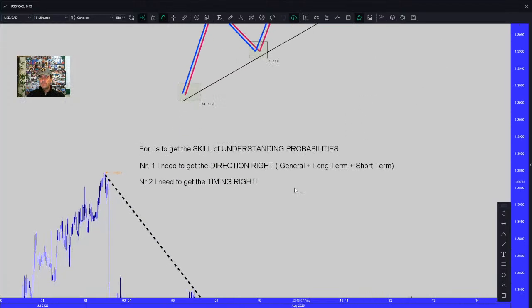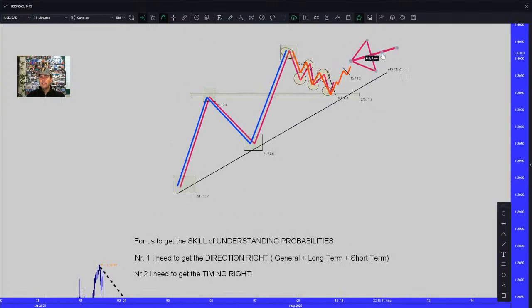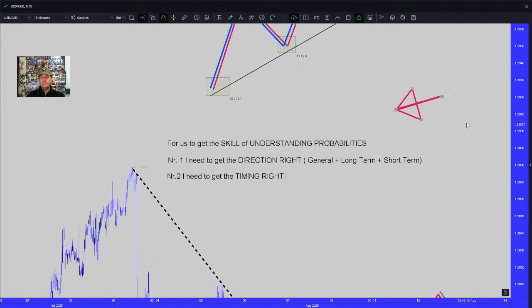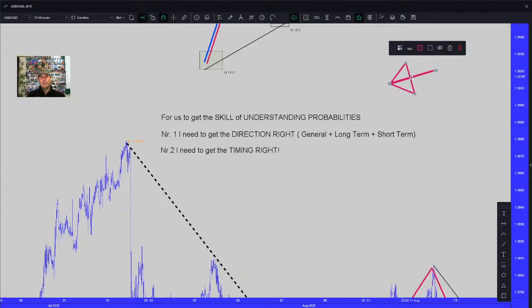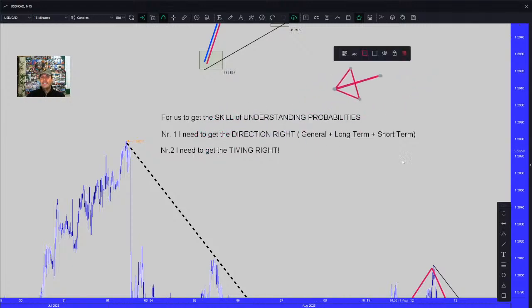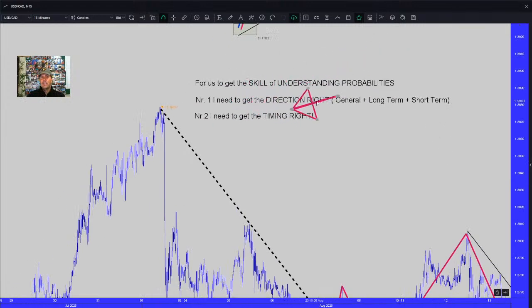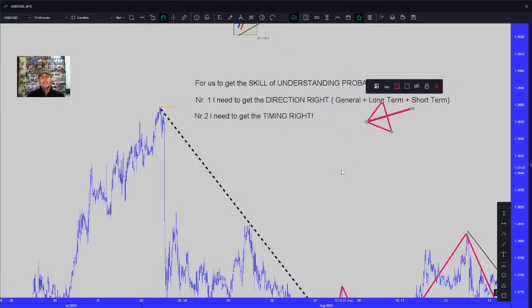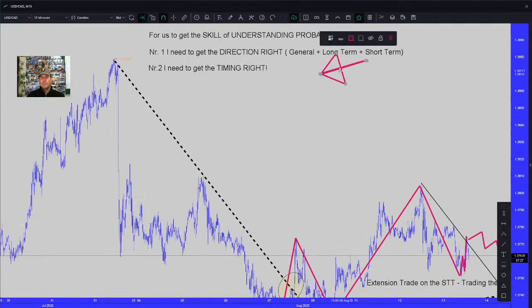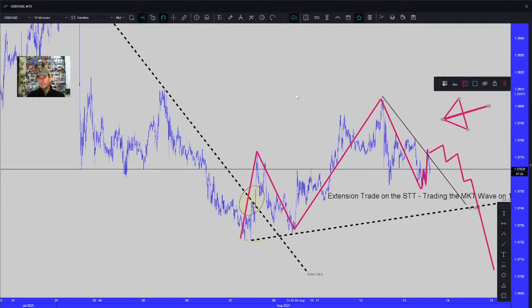Okay? This is what we are learning today. For us to make money or pips or get the consistency that we are looking for, we need to learn as analysts. I need to get the direction right, general, long-term, short-term, and then I need to have the right timing. Alright, so back to charts.